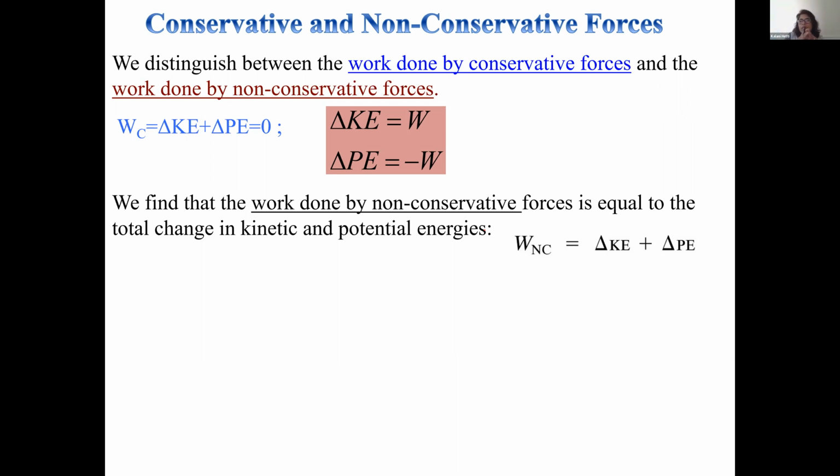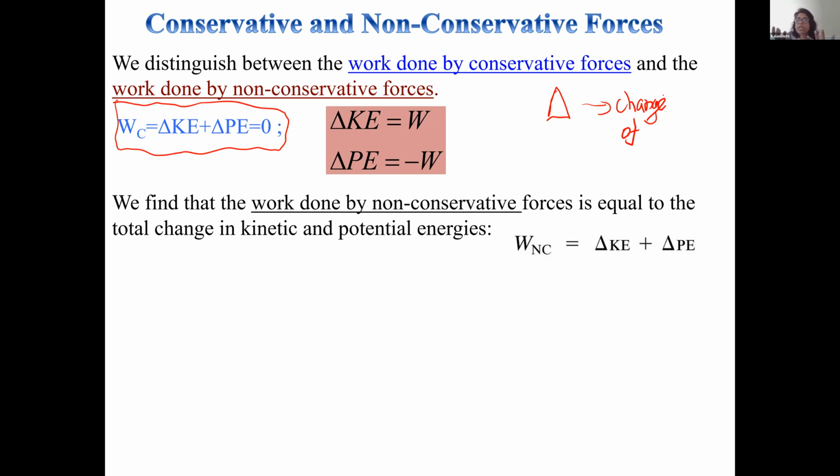Work done for the conservative forces will be equal to 0. That means net work done for the conservative forces will be equal to 0. So we write it as a change of something. What does delta mean? Delta, as I mentioned, is always a change of something. We use delta for the change of something. In this case, change of kinetic energy or change of potential energy.